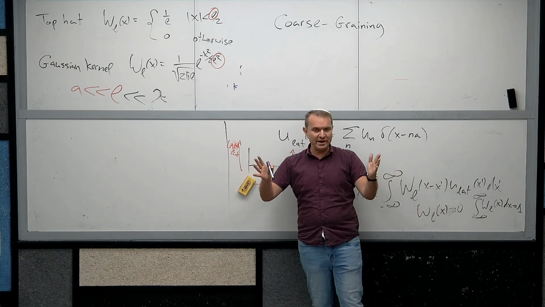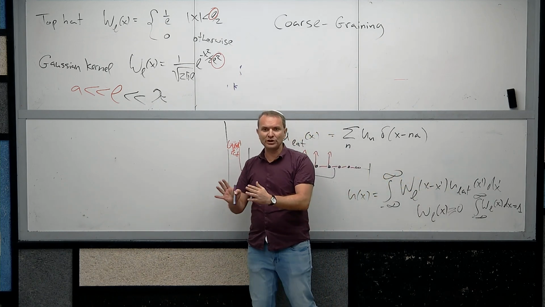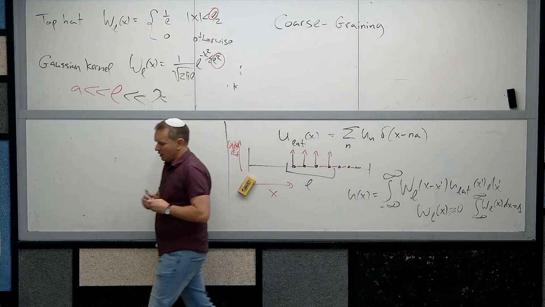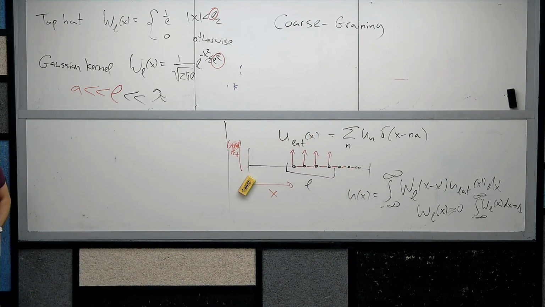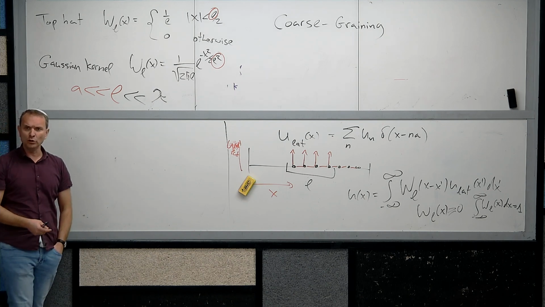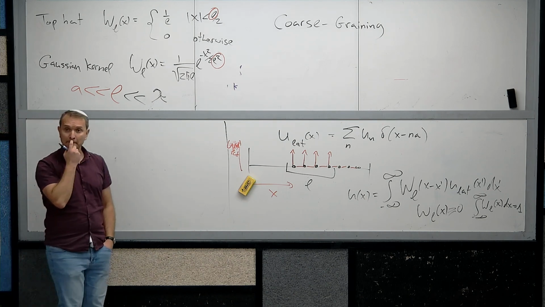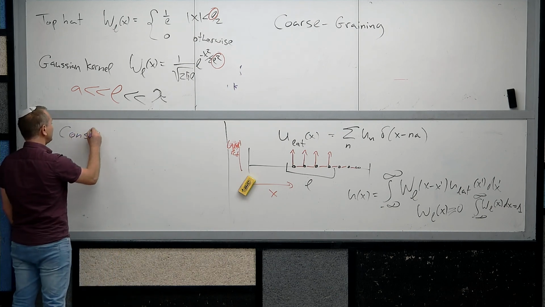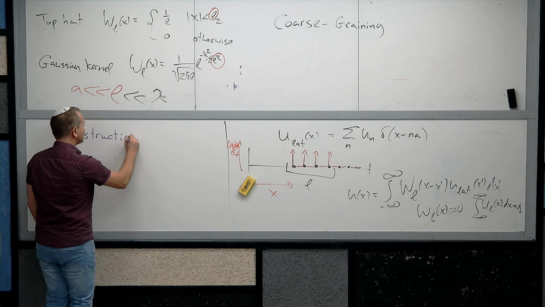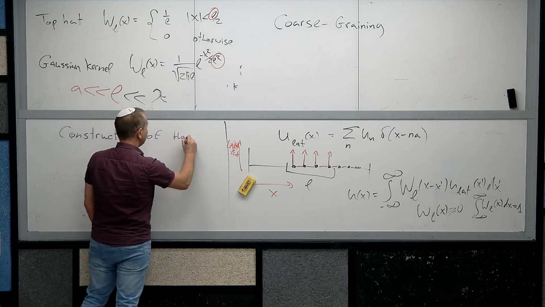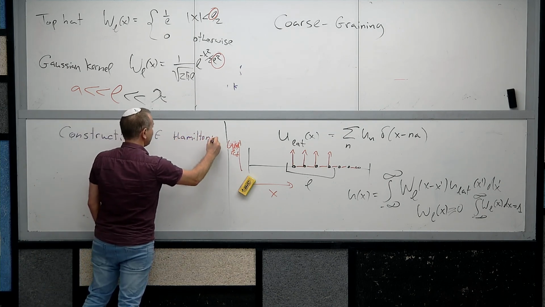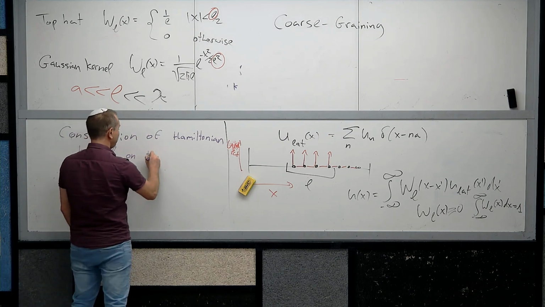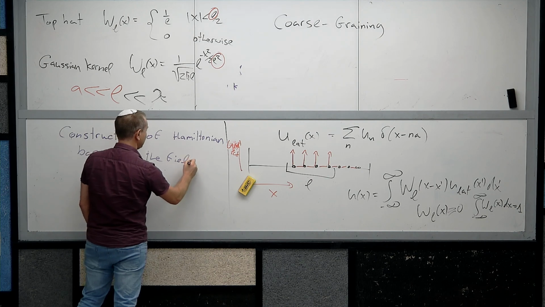So somehow I need to introduce into this field description the microscopical information that I had before. And unlike the case of the microscopical model, in statistical field theory, I have to construct the Hamiltonian. Construction of Hamiltonian based on the field U of x.